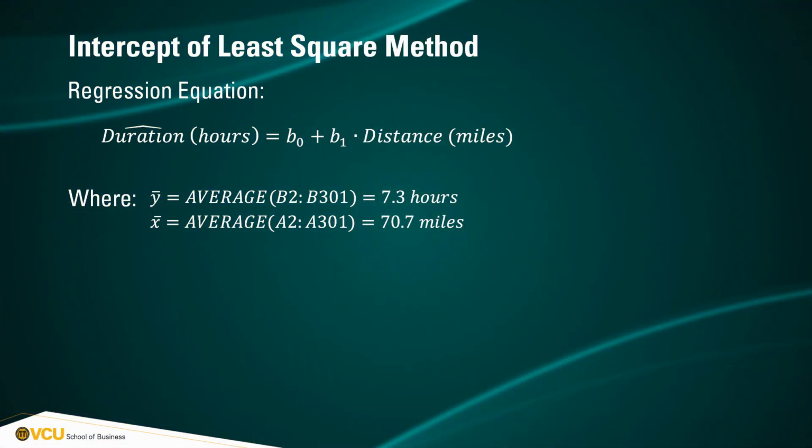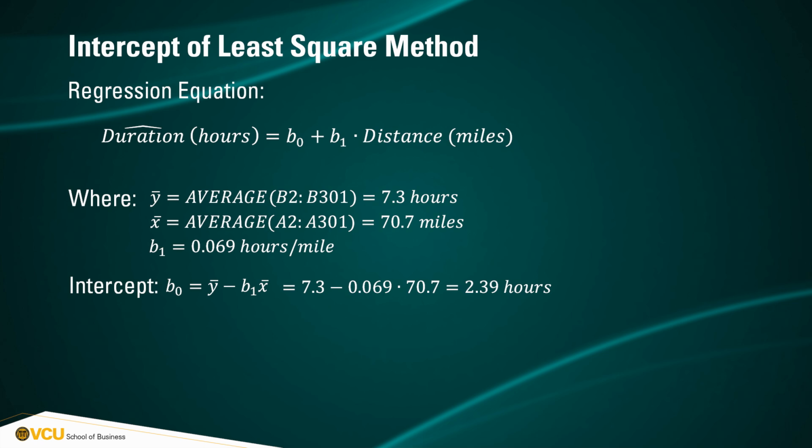We can also calculate the intercept using the mean duration of a driving assignment in hours and mean distance in miles across the whole data set, which we have already computed in the previous video as 70.7 miles and 7.3 hours, respectively. We can now plug those means into the regression equation, as well as the slope, and solve for the intercept B0, obtaining an intercept of 2.39 hours. Remember that the intercept has the same units of the response variable.